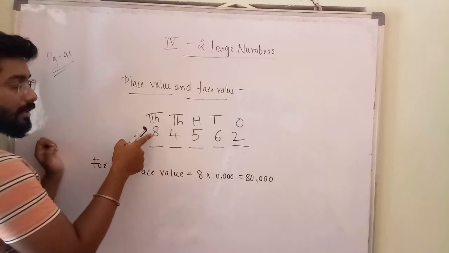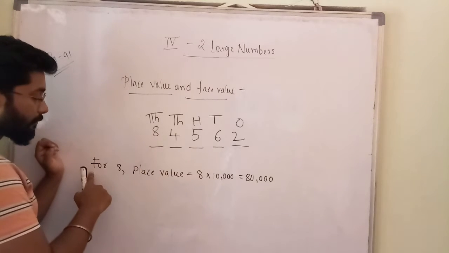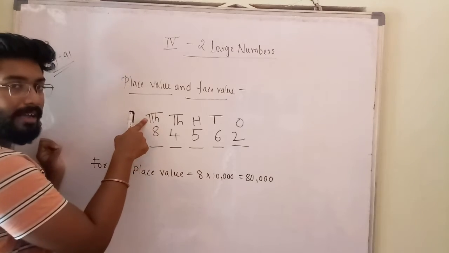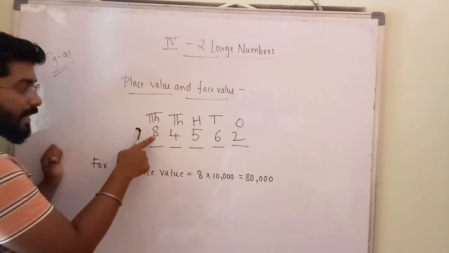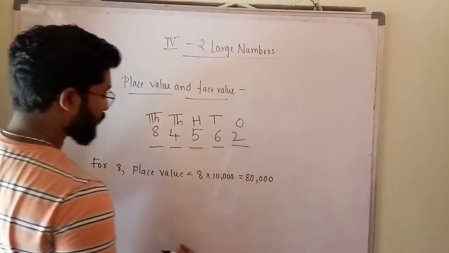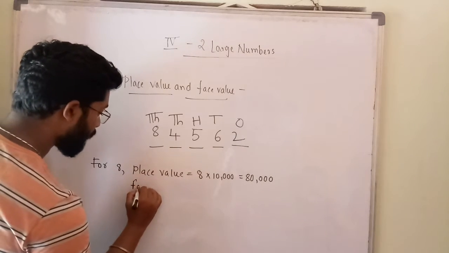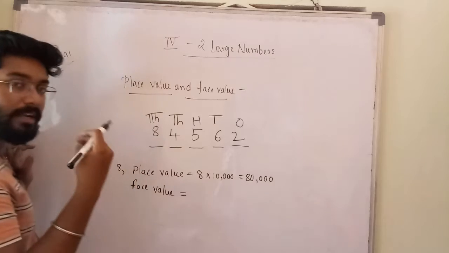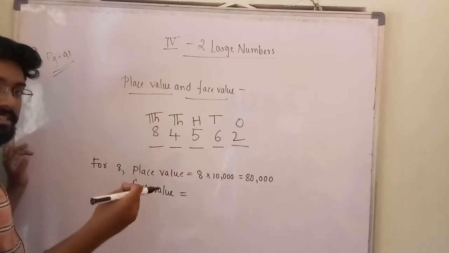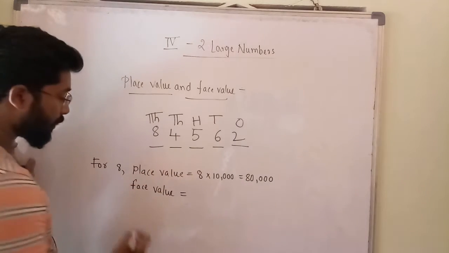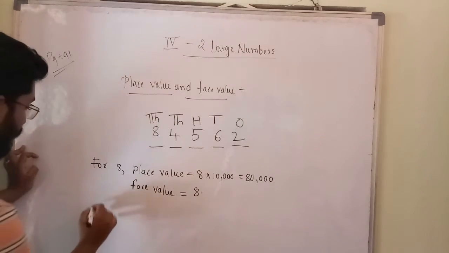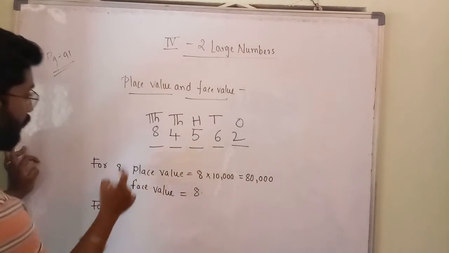How? Here we are finding for 8, no? So that digit into the value of its place. So 8 into 10,000, 80,000 is the place value. Face value is what? The face value of 8 is 8 itself. The face value of any digit is the digit itself. So the face value is 8 only. Clear? So 8 is completed.